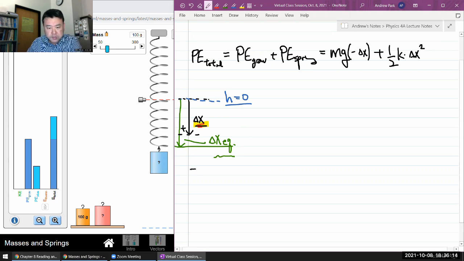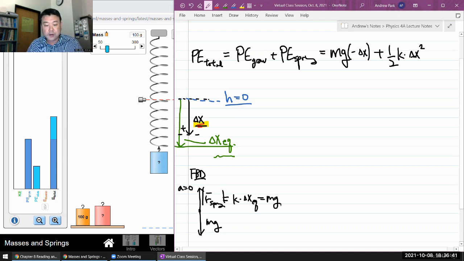Quick Newton's law consideration, draw a free body diagram. At that equilibrium position, there's gravity pulling down on the mass. There's a spring force pulling upward on the mass. And because the acceleration is 0, the spring force, which is equal to k times delta x equilibrium, must be equal to mg. That's how the acceleration would be 0 there. So I can actually solve for this. And solving for the equilibrium length, I get mg over k.